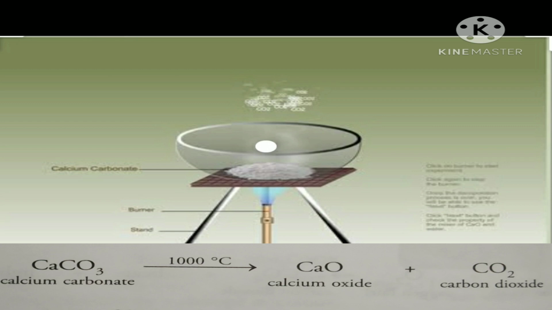Next example is decomposition of calcium carbonate. When calcium carbonate is heated to a temperature of 1000 degrees Celsius, it breaks down to produce calcium oxide and carbon dioxide. See the chemical equation. Above the arrow you will see 1000 degrees Celsius. That means the temperature that is being maintained is 1000 degrees Celsius. That means heat is being absorbed here up to a temperature of 1000 degrees Celsius. So this is an example of an endothermic reaction.